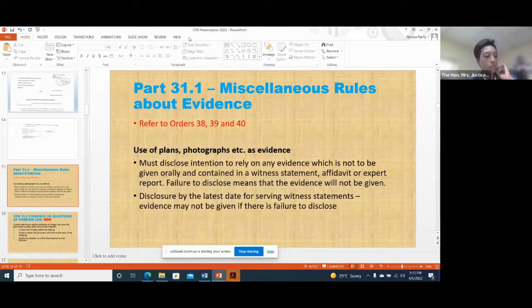Okay, so we go on to 31. And this, again, is a very, very short provision in the CPR. 31.1 is the use of plans, photographs, etc. as evidence. If a party intends to do so, they must disclose their intention. The failure to disclose means that the evidence will not be given. And the latest date for disclosure is the same date for the service of the witness statement. So failure to disclose means failure to be able to rely upon it.